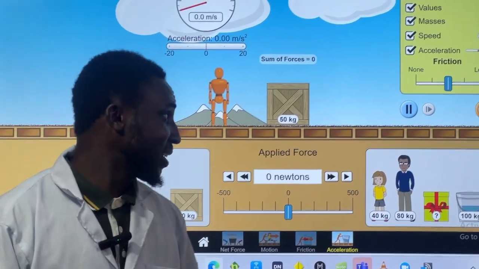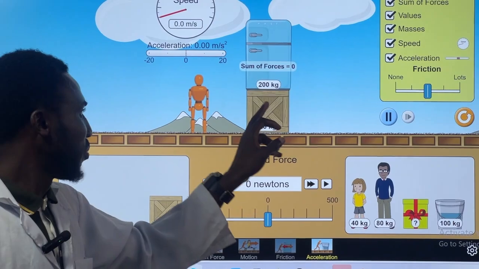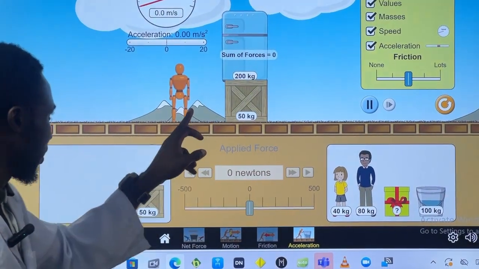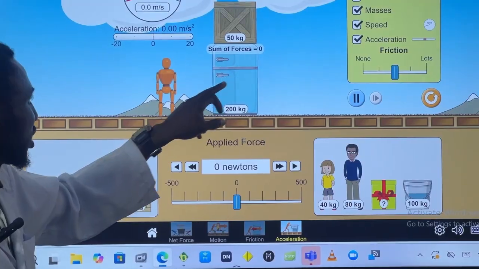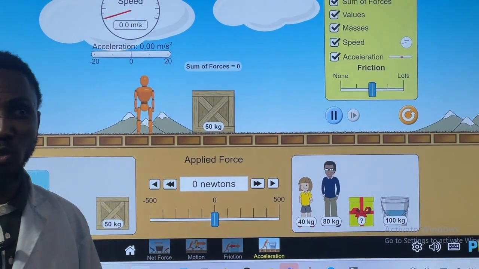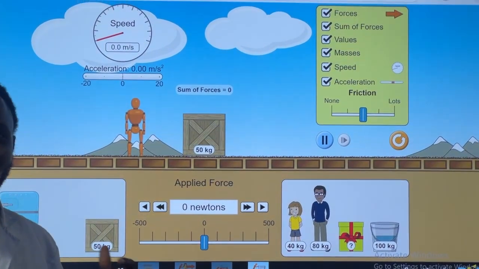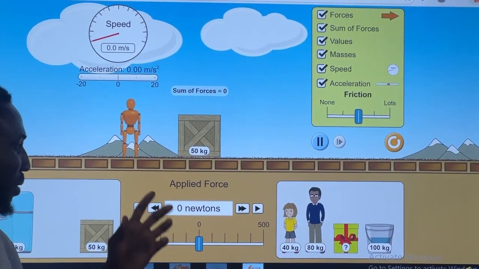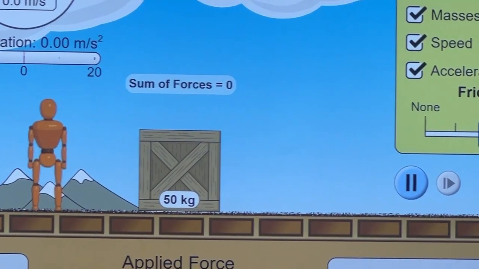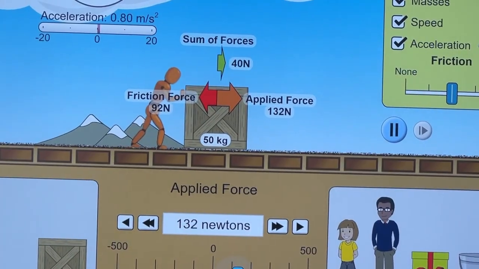So let's look at another example. We are going to change the body now. We are going to change the 200 kilogram body to 50 kilogram. So we will see that the value for the first applied force will be a little bit lower than the previous 200 kilogram body. So we will look at this. So you can see now.